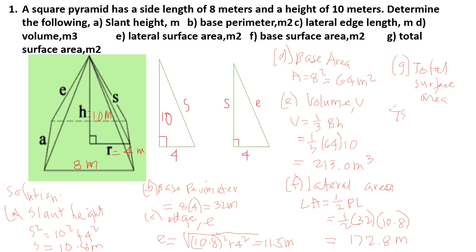Total surface area is equal to the sum of 172.8 plus 64, so equivalent to 236.8 meters squared.